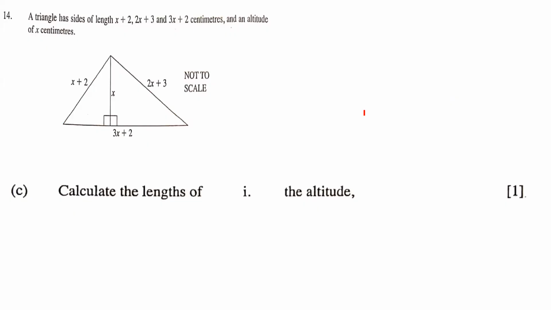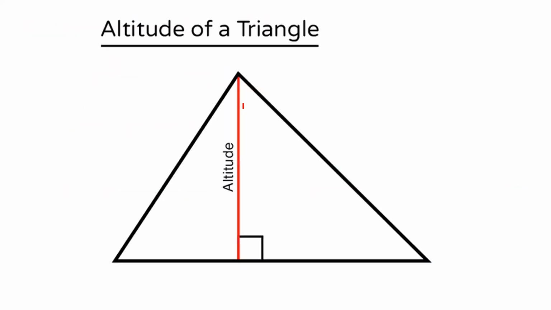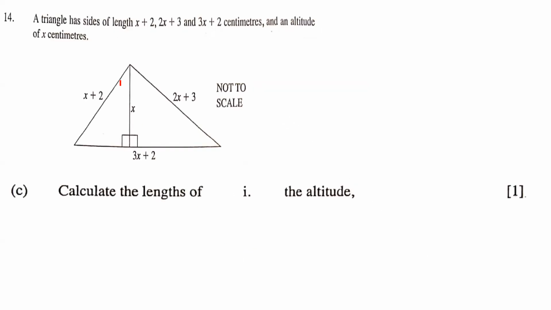So now the question says, calculate the lengths of the altitude. They want us to calculate the length of the altitude and also the base. Now, what is the altitude? If we look at this triangle, the altitude is this length right here. That's the altitude. So what is the length of the altitude? Well, they tell us in the diagram it's x, and we already know that x is 5. So the length of the altitude is 5.